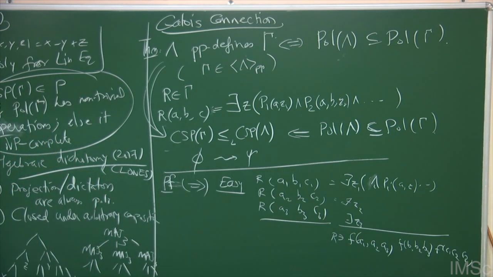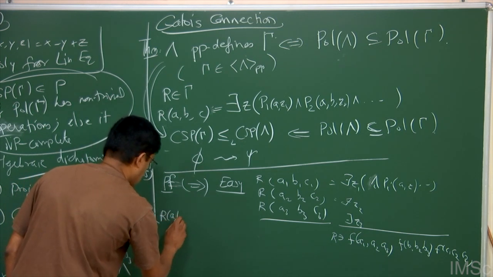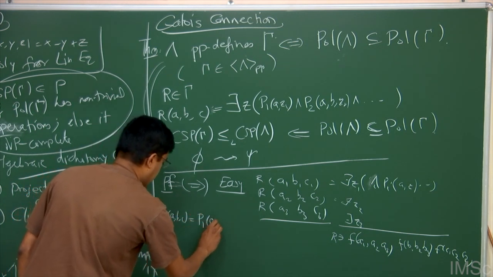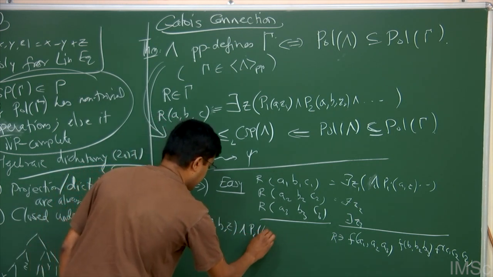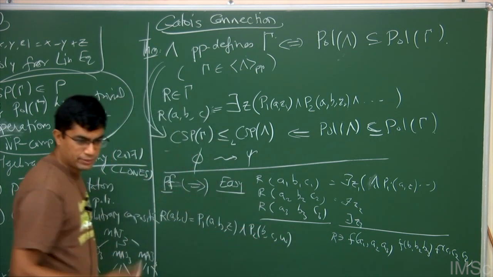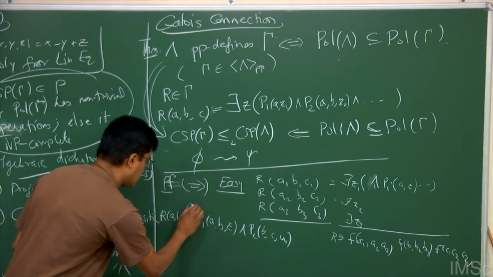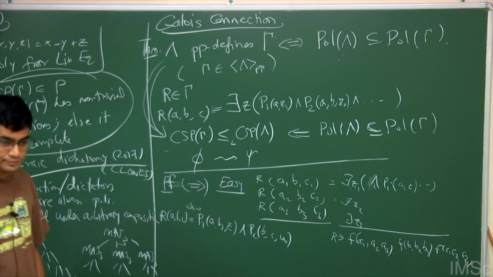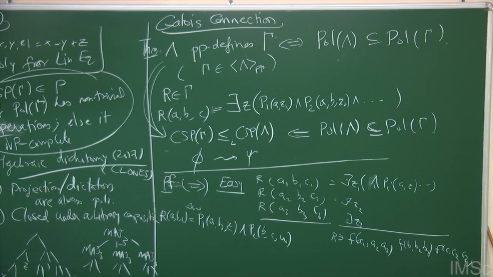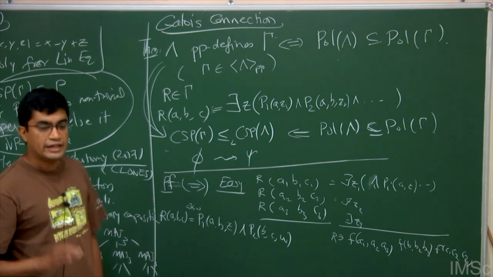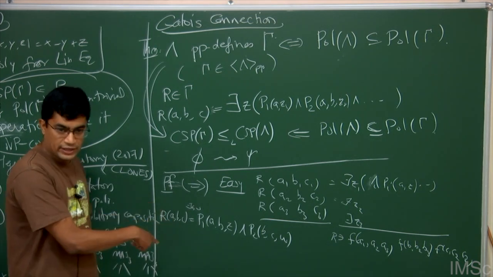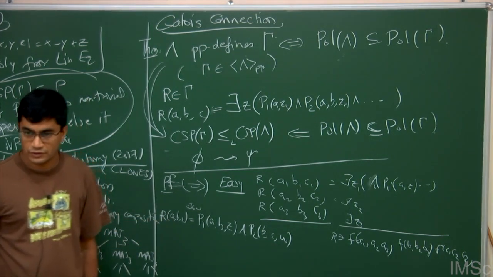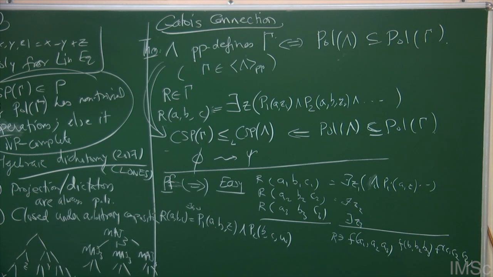If you want, you can just write R as, let's say, P1 of A, B, Z and P2 of B, C, W. Let's say it's a simple example like this. So there exist Z, W like this. The polymorphism of lambda allows you to combine Z1, Z2, Z3 into a new auxiliary variable suitable for exactly F of A1, A2, A3, B1, B2, B3. Does everyone sort of buy this?